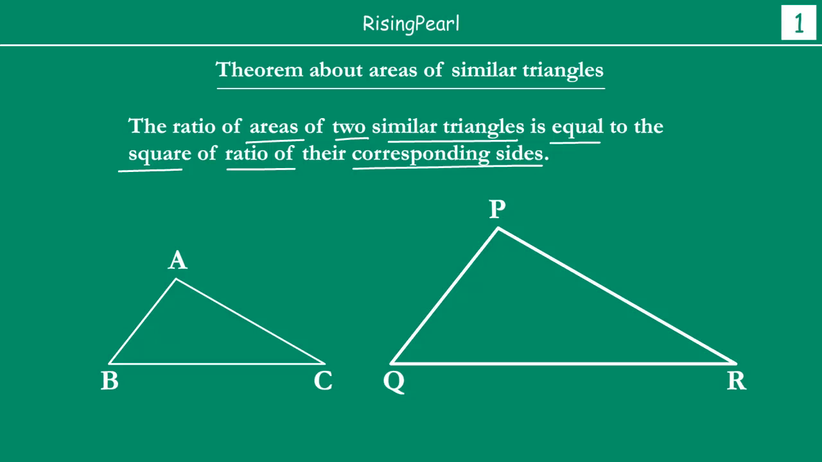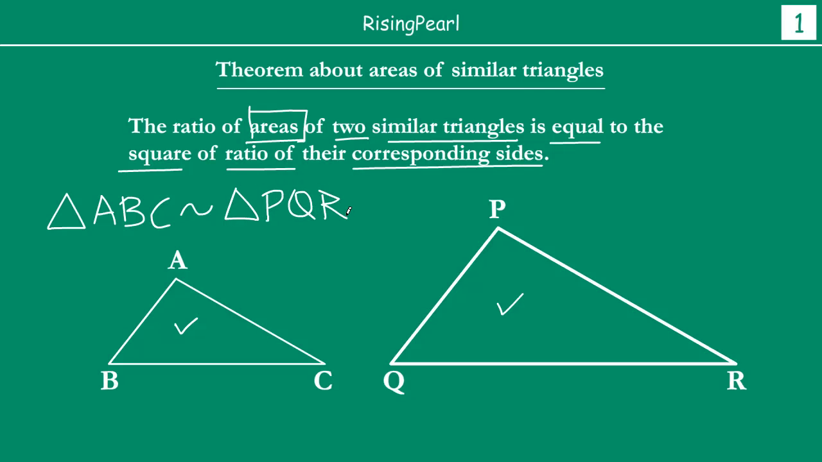So the first thing that we have to understand, friends, is that this is not about the similar triangle itself, but it is about the areas of two similar triangles. So we start with triangle ABC. It is given that ABC and PQR, these two triangles, are similar. So we have been given triangle ABC is similar to triangle PQR. This is what is already given to us.